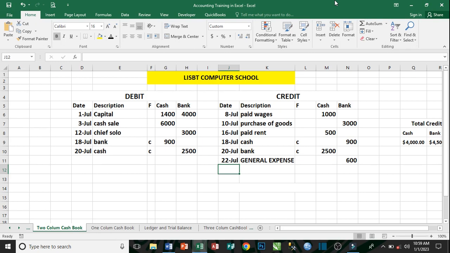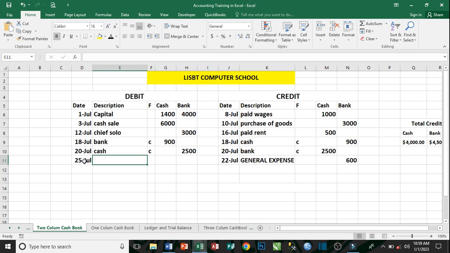We have another question here after July 22nd. On July 25th, receive from Chisolo by check. That means we receive some money from Chisolo. The money comes in, so we record it on the debit side of the account. So what date? According to the question, July 25th, 2022. We can use the tab key.